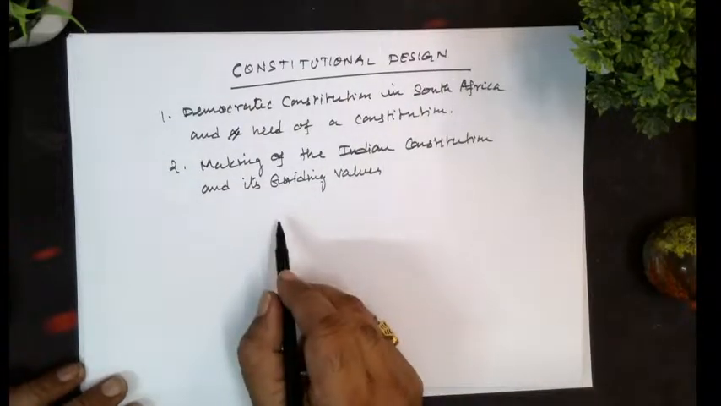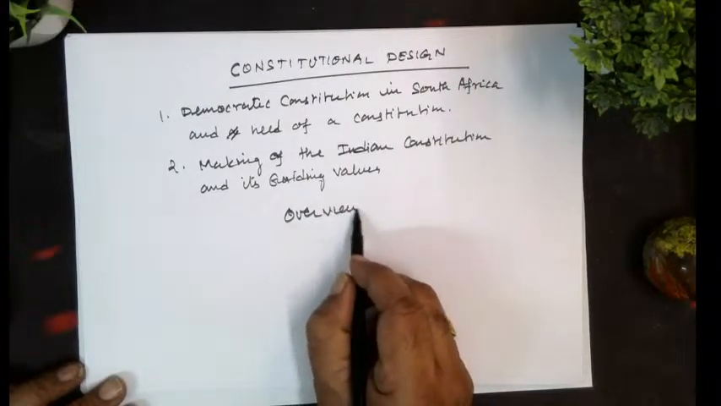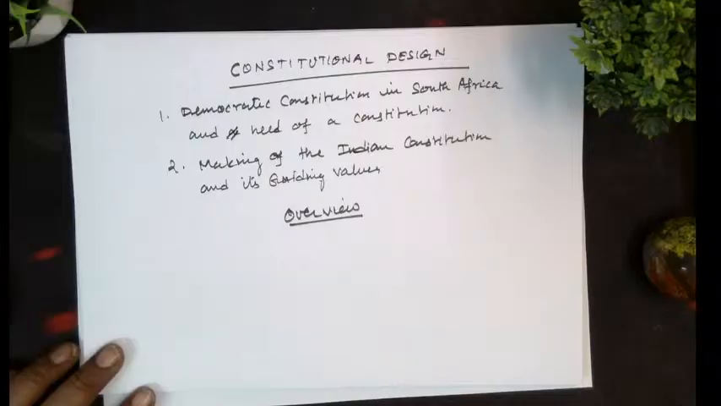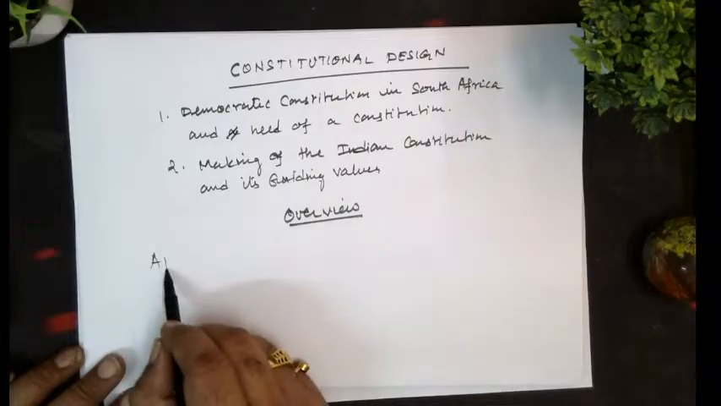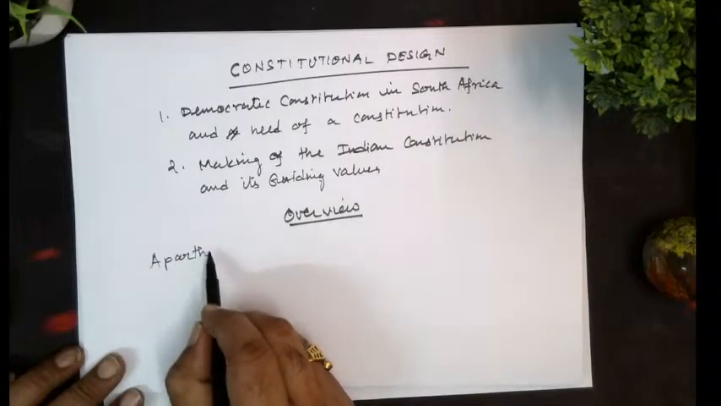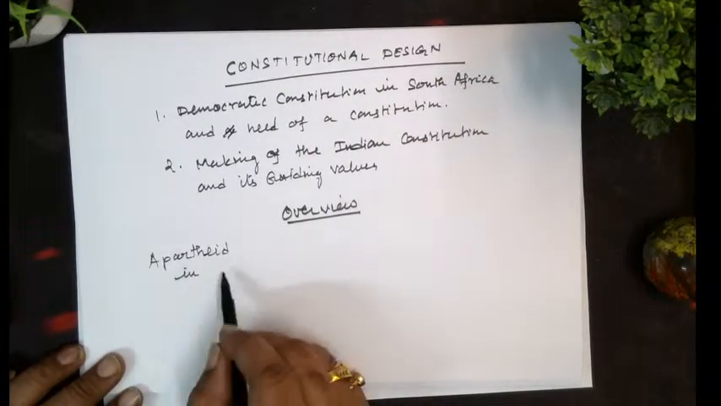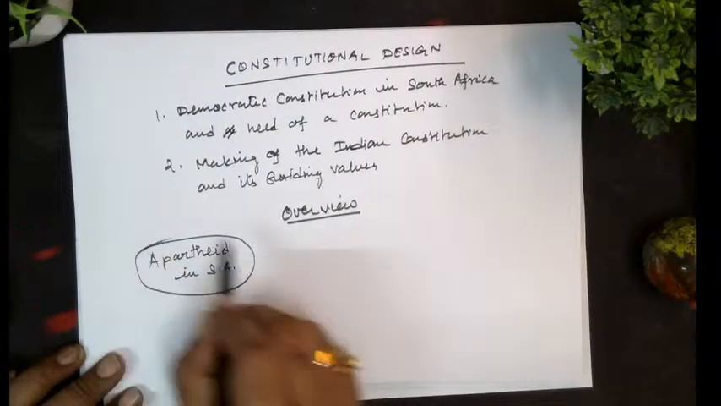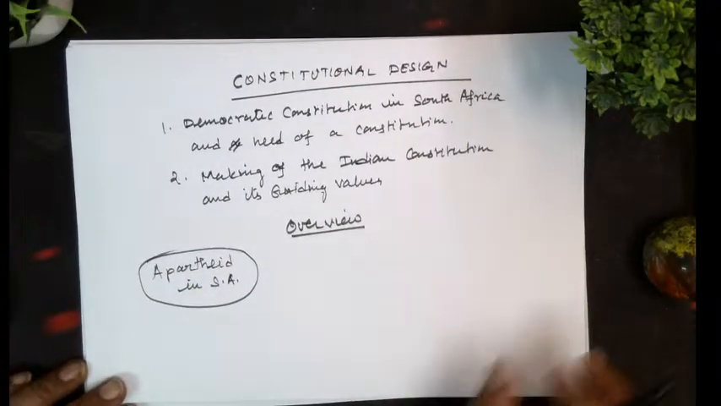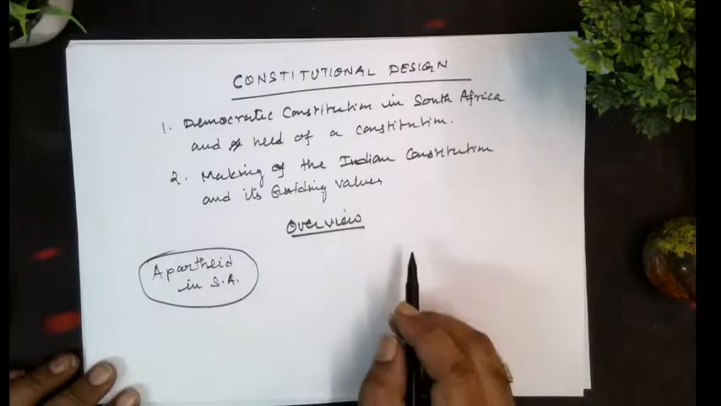Let us have the overview of this chapter. Apartheid in South Africa. What do you mean by apartheid? Black and white separation.